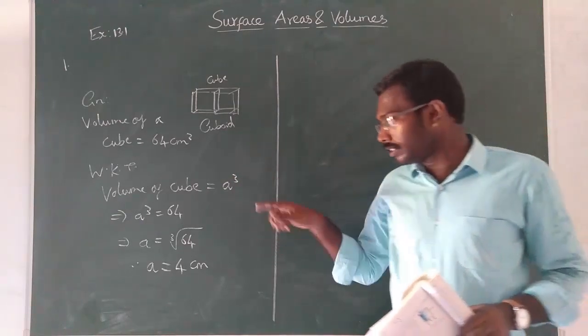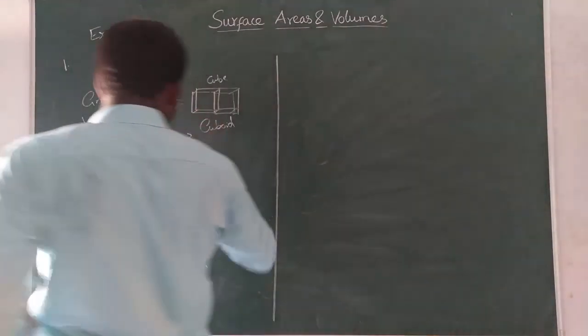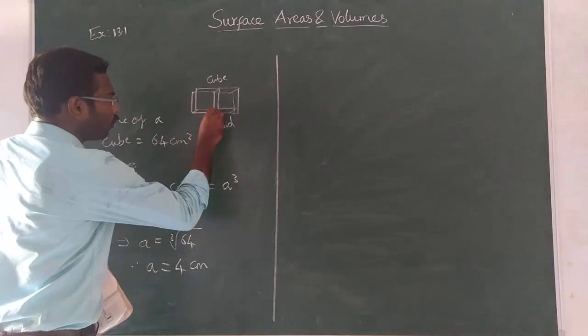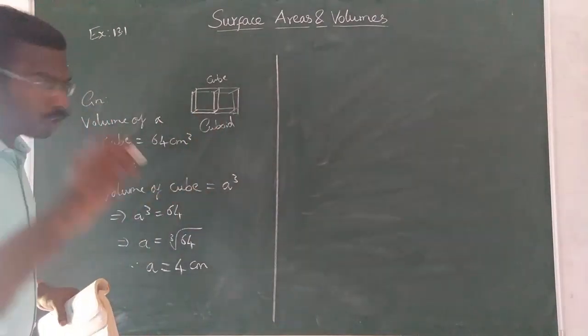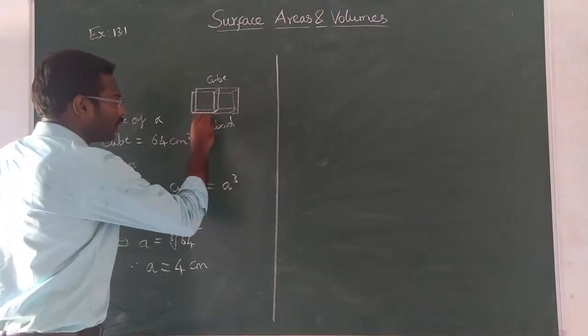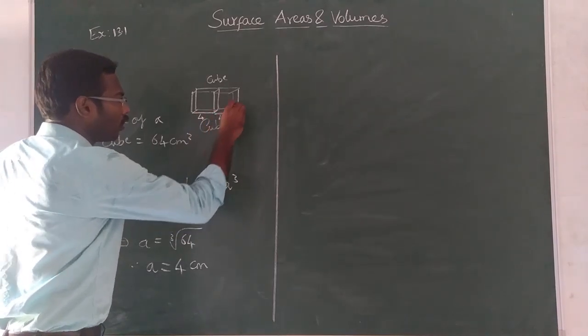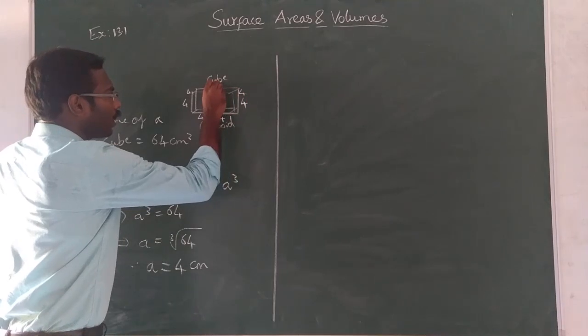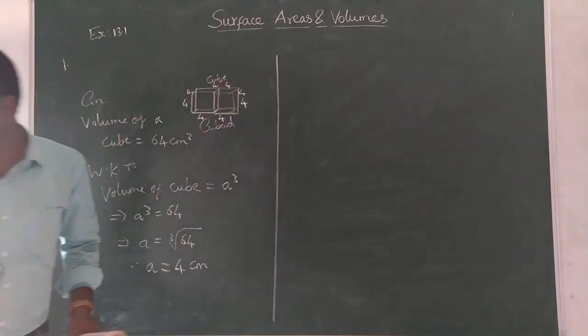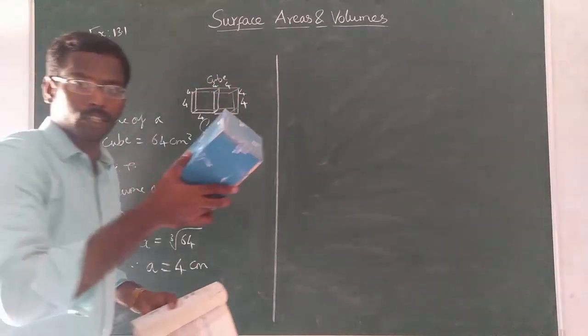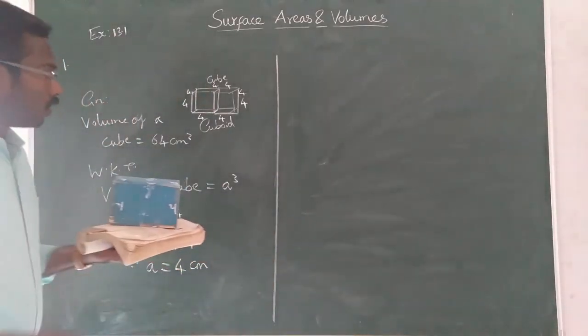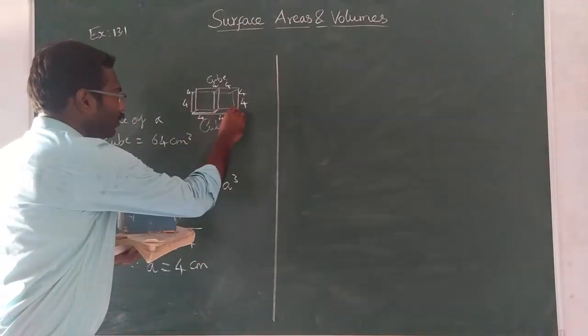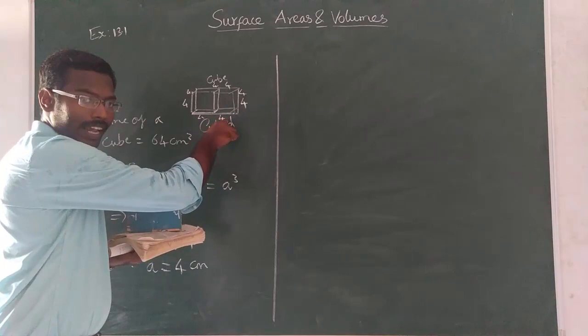Now you see in the diagram. The side of one cube is 4. This is 4, this side also 4, everywhere 4. Understood or not? So if you consider this as a cuboid, this side, the length, will be 4 plus 4, that is 8.